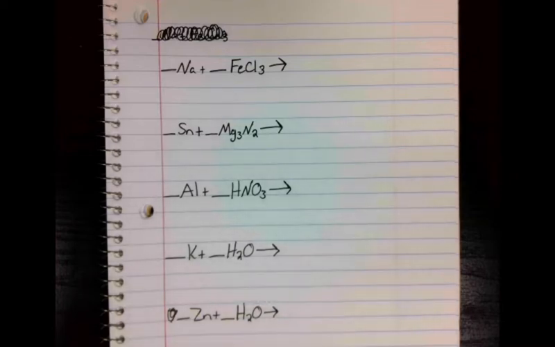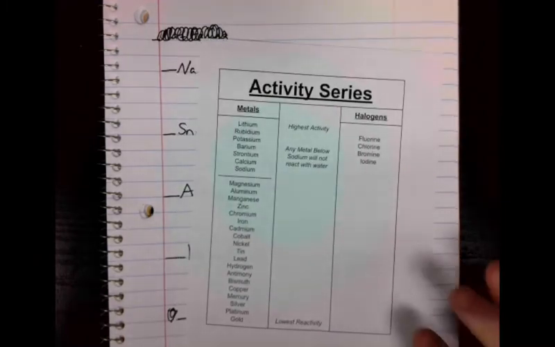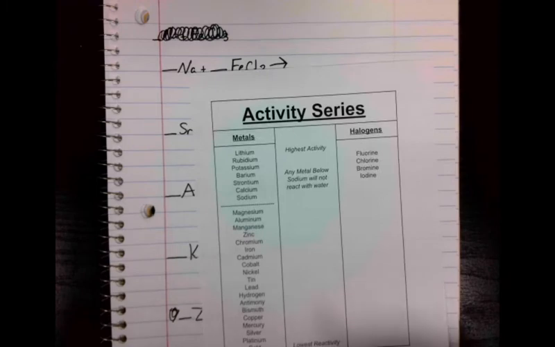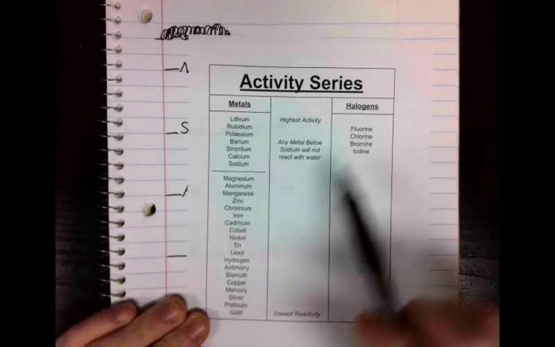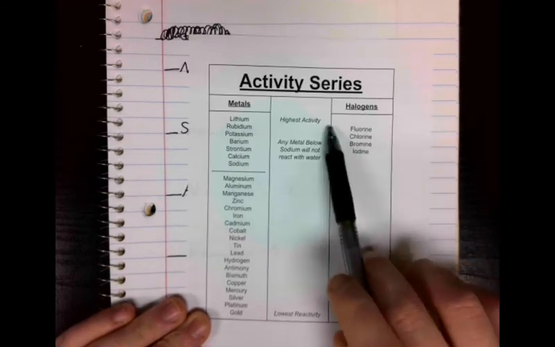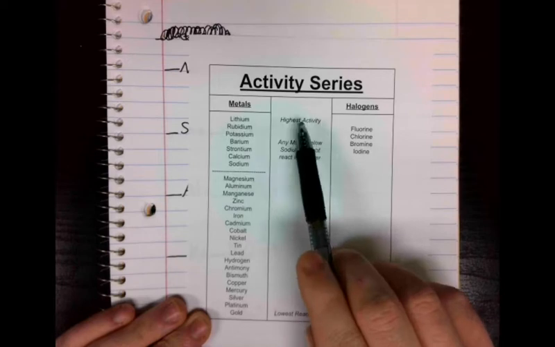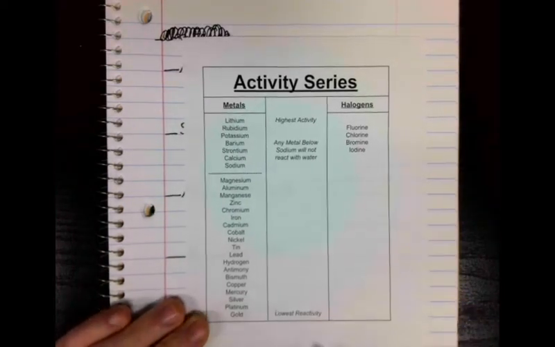Now, in order to do this, you are going to need an activity series, and there is one of these posted online, and there's also physical copies that I'll have in class for you. Again, the way this works is we have our metals over here, and then we're only going to worry about halogens for our reactivity series. We'll have halogens over here. Lithium on our activity series is the highest activity, and gold is the lowest reactivity.